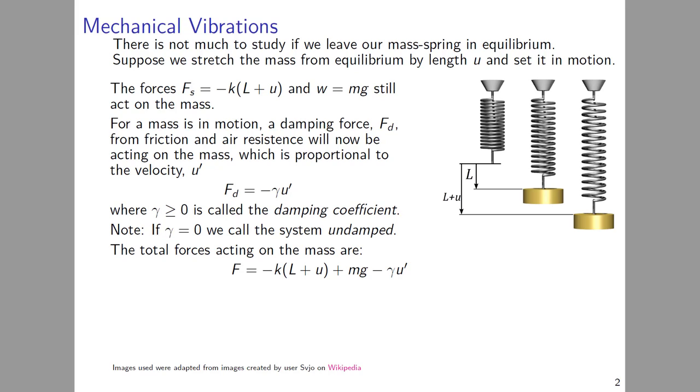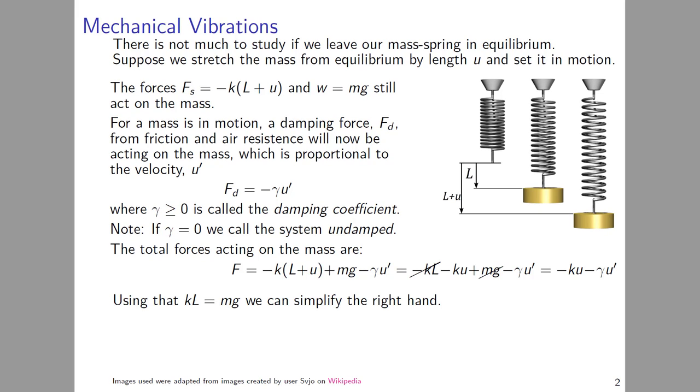So now the total forces acting on the mass are given by negative k times L plus u, plus the weight, m times g, plus the force from damping, negative gamma times u prime. And we can simplify the right-hand side by distributing negative k onto L plus u, and using that k times L is equal to m times g, so the right-hand side simplifies to negative k times u minus gamma times u prime. On the other side, we can rewrite force as mass times acceleration using Newton's second law.